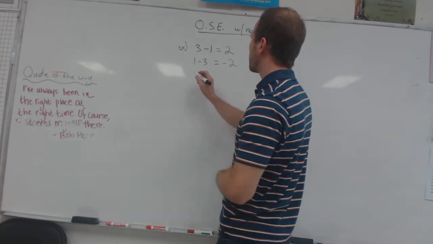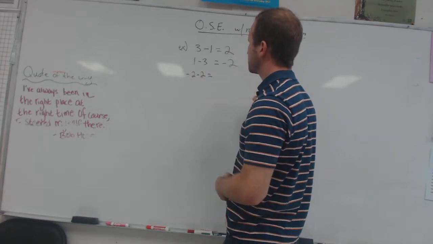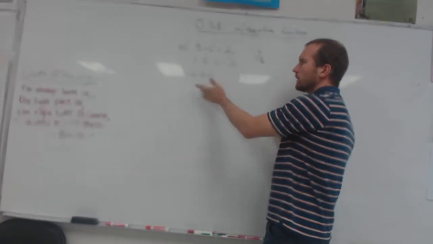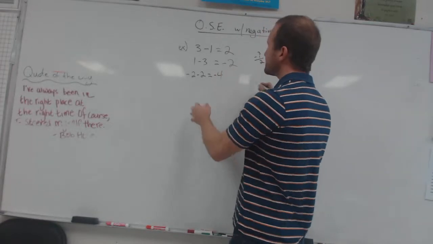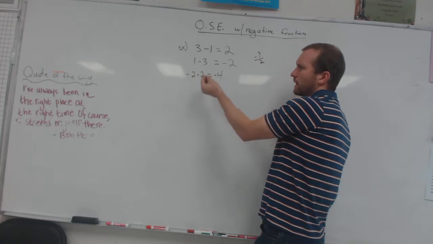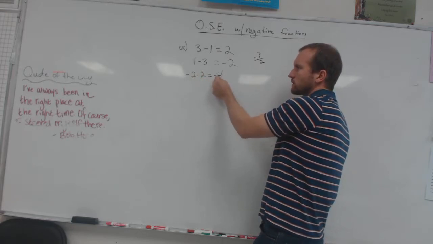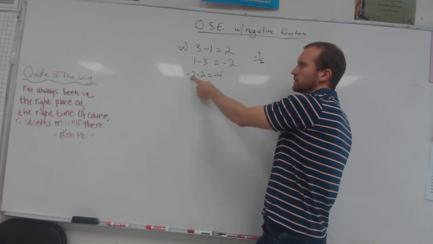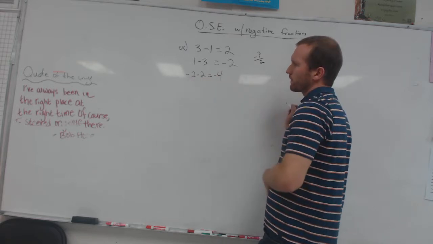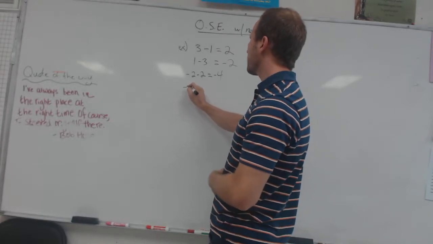Okay, let's do a few more practice. What if I had negative 2 minus 2? Negative 4. So this is just like adding, because I have negative 2 and another negative 2. So that's just 4, but it's negative because these were negative. Make sure you're writing all of these down.